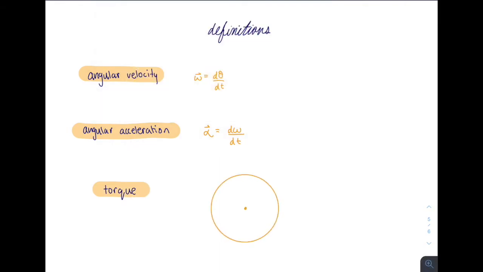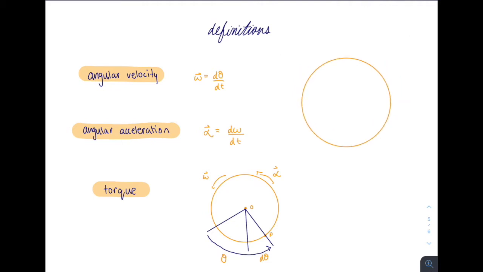Torque is defined as the measure of force that can be applied on an object and make it rotate about an axis, which causes it to acquire angular acceleration. Torque can also be defined by the equation T equals I times alpha, where T is torque, I is the moment of inertia, and alpha is the angular acceleration.